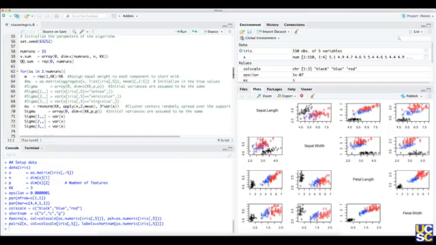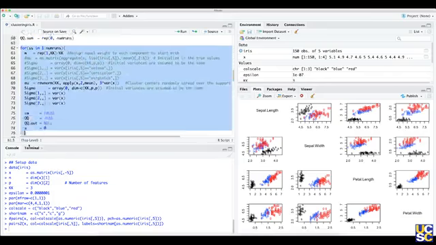Okay, so otherwise the code that we're going to use is very similar to the one we have used in the past, so you will be very familiar with this. We're going to do 15 runs of the algorithm just to make sure that we actually reach a global mode in the algorithm. So let me do that.